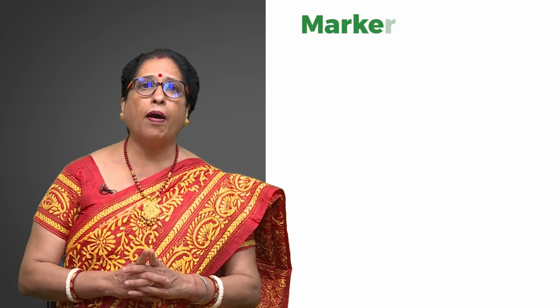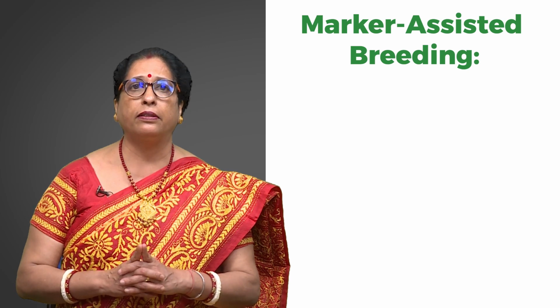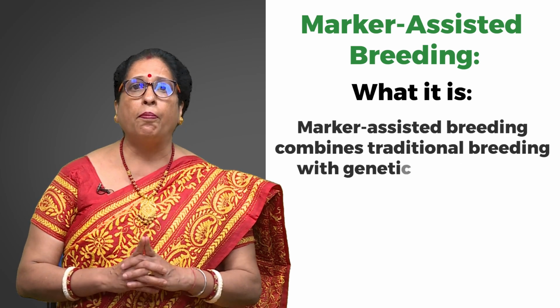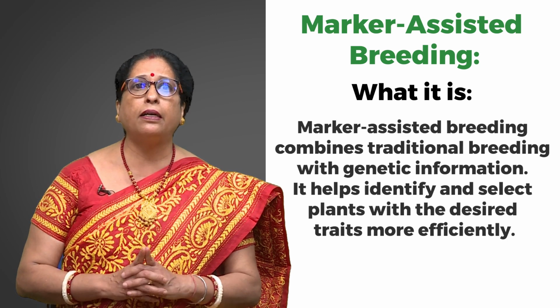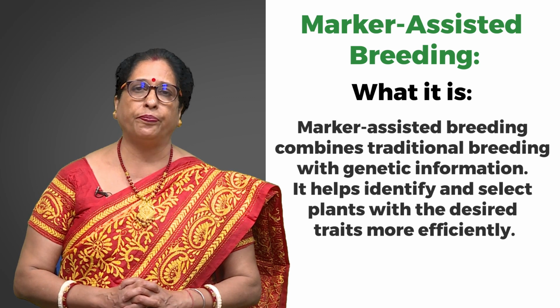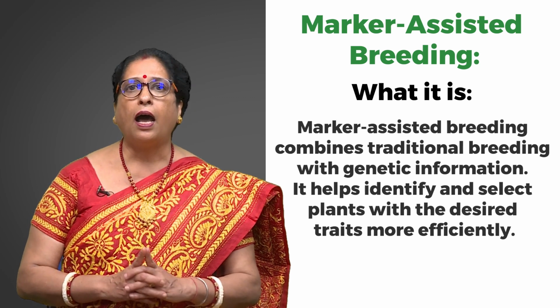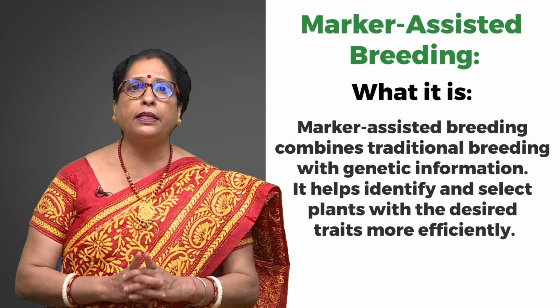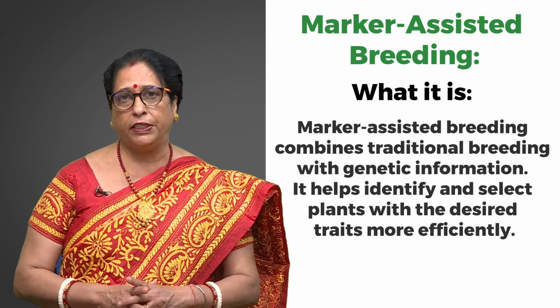Next one is marker assisted breeding. What is marker assisted breeding? Marker assisted breeding combines traditional breeding with genetic information. It helps identify and select plants with desired traits more efficiently.